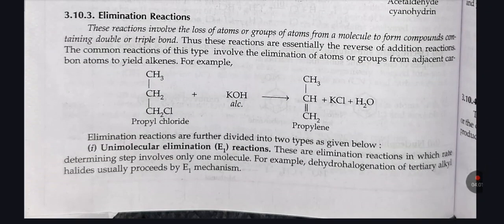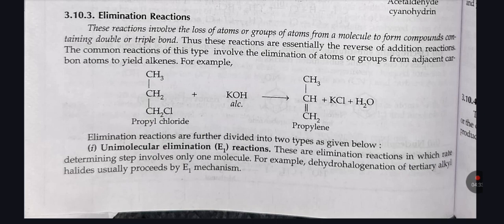Elimination reaction. These reactions involve the loss of atoms or group of atoms from a molecule to form a compound containing double or triple bond. Thus, these reactions are essentially the reverse of addition reaction. The common reaction of this type involves the elimination of atoms or group from adjacent carbon atoms to yield alkene. For example, propyl chloride plus alcoholic KOH will give propylene plus H2O.